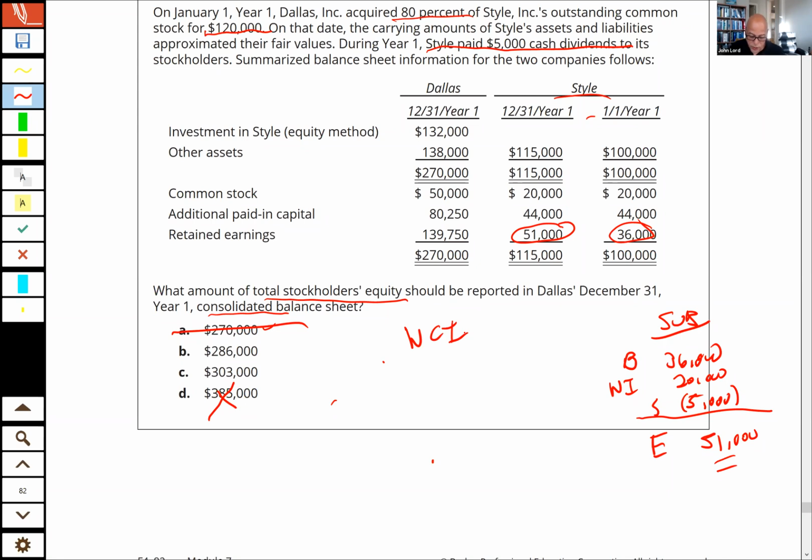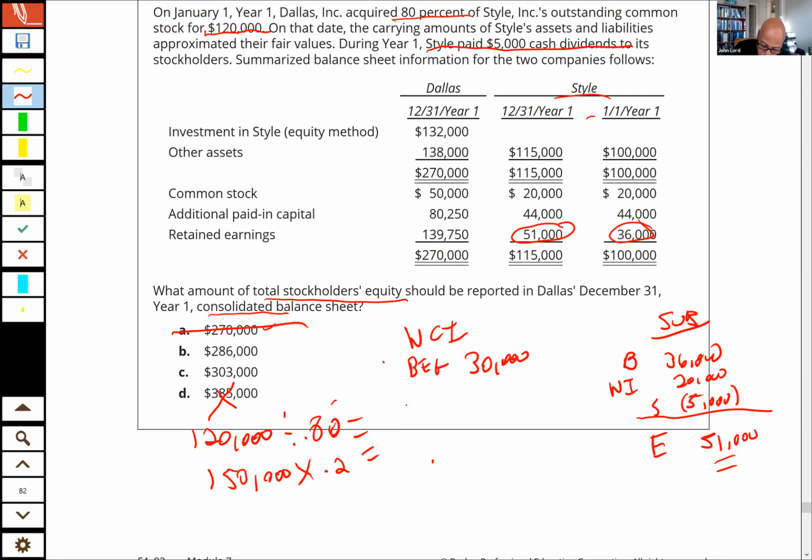Okay, so for the non-controlling interest, now I've got my 120,000. That's what they paid for the company, divided by 0.80. So 120,000 divided by 0.80 is 150,000. 150,000 times 0.2. That means that the beginning balance now for non-controlling interest is 30,000.